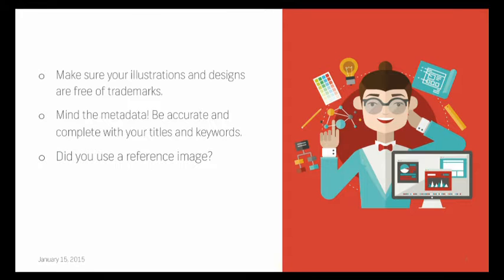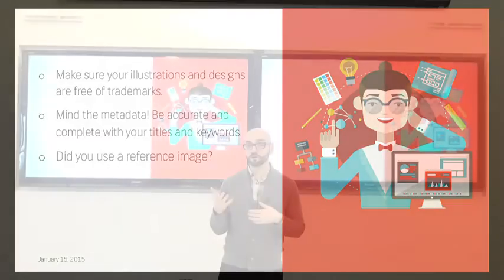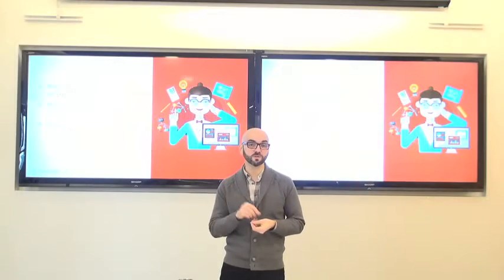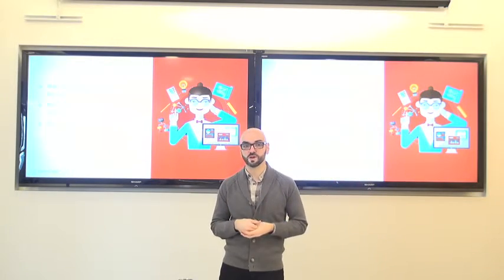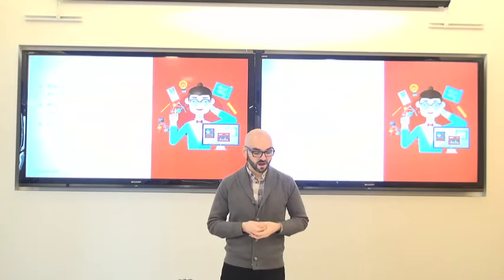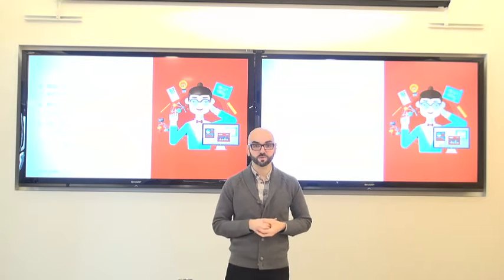Next, you always want to manage your metadata. You want to make sure that your titles and descriptions are accurate, that they clearly define and describe your image. You also want your keywords to be applicable and not include any sort of trademark words. And then finally, did you use a reference image when you created your vector or your illustration? A reference image meaning, did you take a photograph and then trace it to create your silhouette, or did you auto-trace it to create some other aspect of your design? If so, you'll need to provide that for us when you submit.